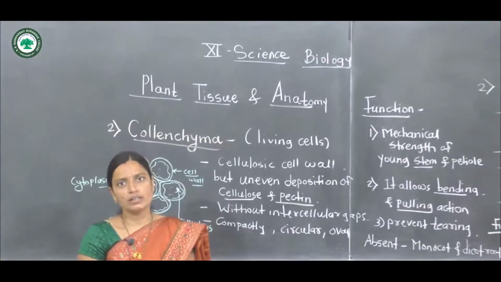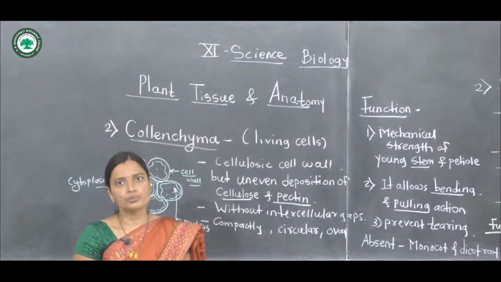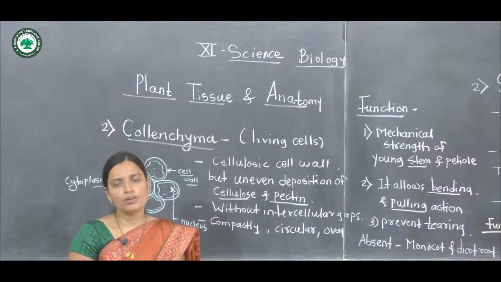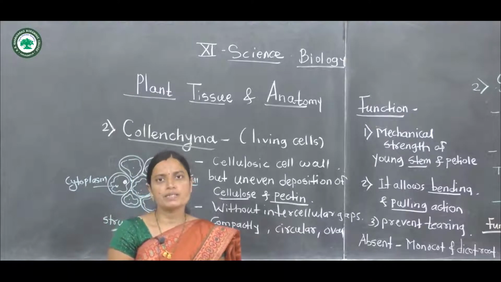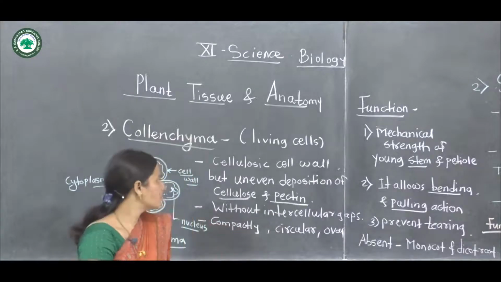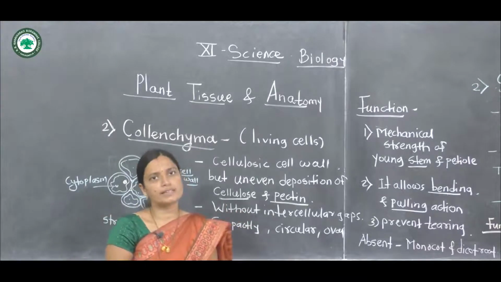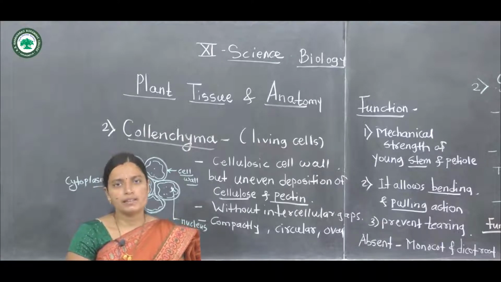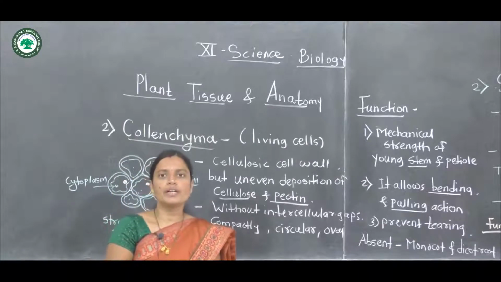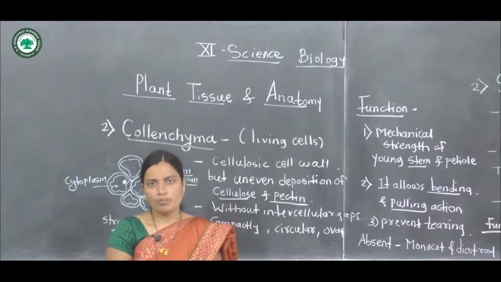It is a living tissue, and the cell wall is cellulosic, also made up of cellulose and pectin substances. These cells are without intercellular spaces. The structure of this Collenchyma is oval or circular, compactly arranged cells, and its most important function is that it gives mechanical strength to the plant body.